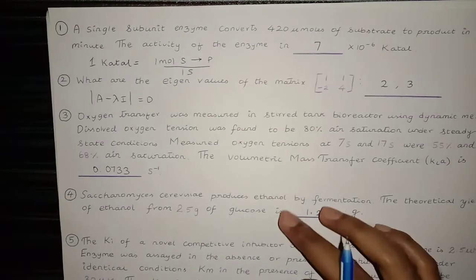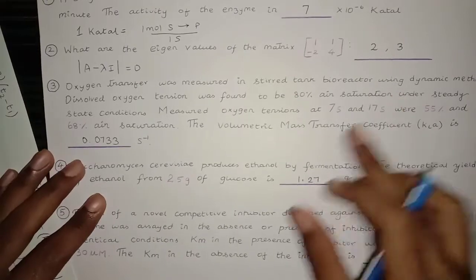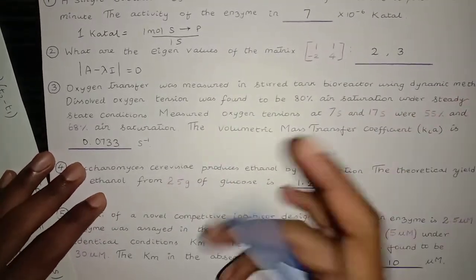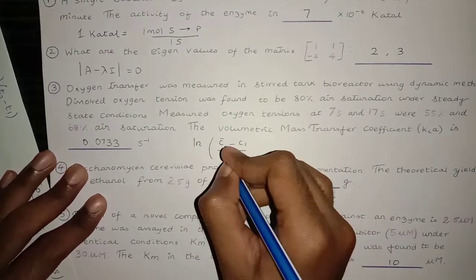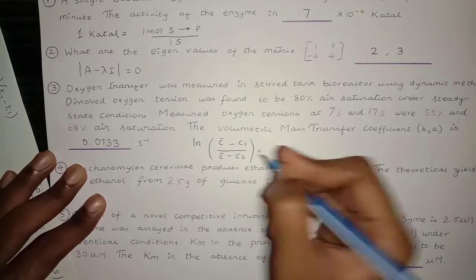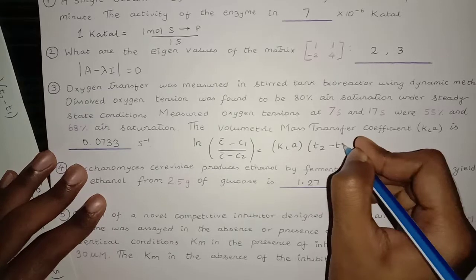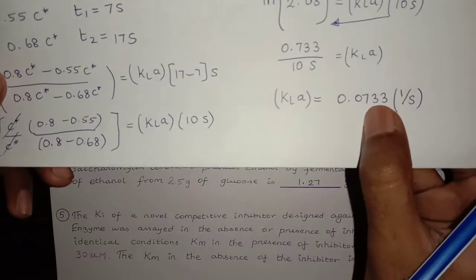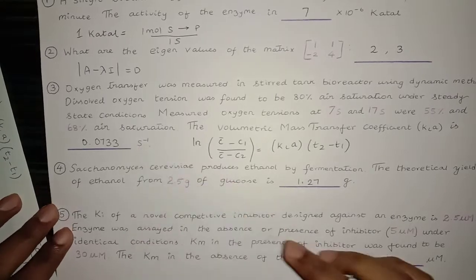Next, we need to find the volumetric mass transfer coefficient, and the formula we use is the formula that involves the oxygen transfer in the dynamic method. Say ln of C bar minus C1 by C bar minus C2 is equal to the resistance to mass transfer, that is KLA, times T2 minus T1, and we plug in all the values and we got a KLA value of say 0.0733 seconds raised to the power minus 1.